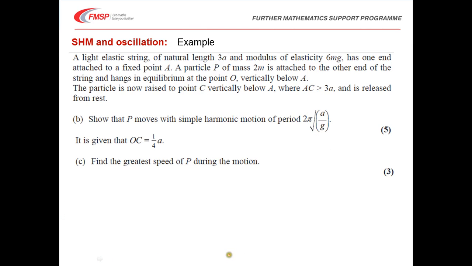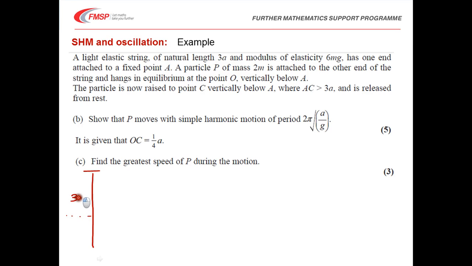Okay, so we're continuing with the same question here. We're now given that OC is a quarter a, and we have to find the greatest speed of P during the oscillation, during the motion. OC equals a quarter a. This is telling us the amplitude of the motion.